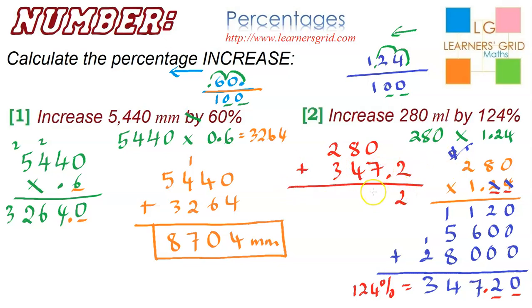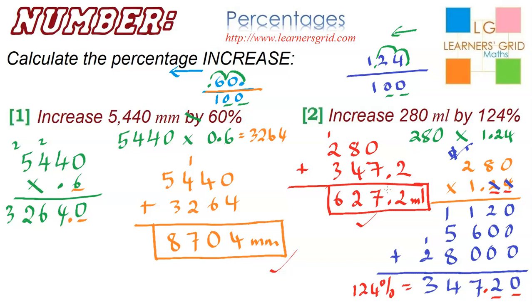So 2 here, 7 here, I'm up to the decimal point, I should put that in. 8 plus 4 is 12, and that is 6. And the unit of measurement is mils, and so the final answer is 627.2 milliliters. And that's how these questions can be done using no calculator.